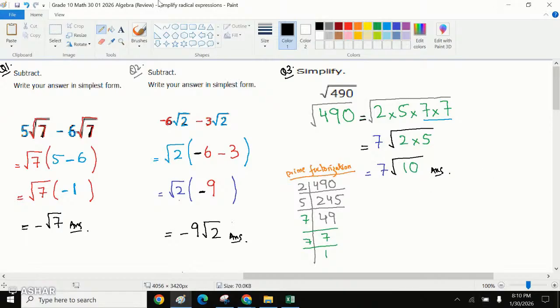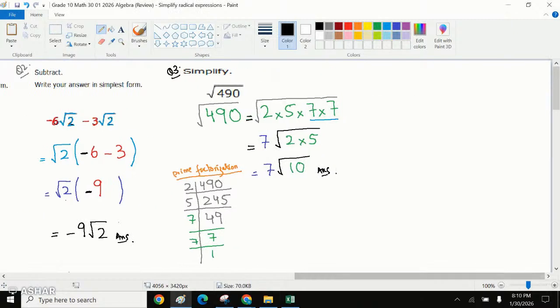Agreed? If we have a pair of numbers, similar numbers in pairs, that pair comes out as a single number outside, okay? 7 root 10. Let's move ahead to the next question. The next question says, okay, simplify. For the next question, again, question number 4.